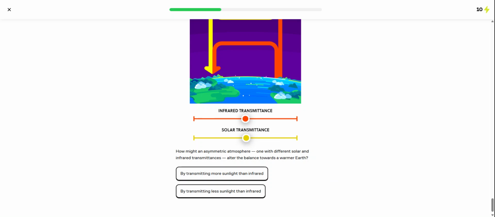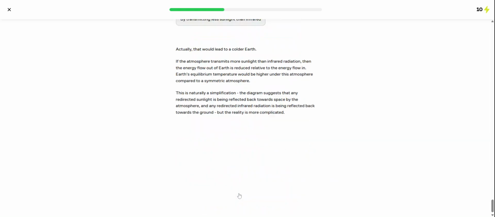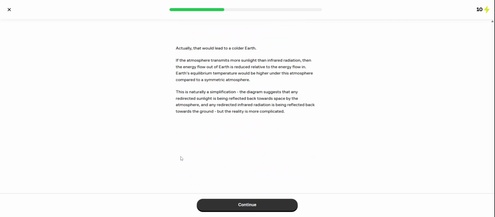Wait, how might an asymmetric atmosphere, one with different solar and infrared transmittances, lead towards a warmer Earth? Let's say more sunlight than infrared, or less sunlight than infrared. Warmer Earth, so less sunlight than infrared. Oh, actually, that will lead to a colder Earth. If the atmosphere transmits more sunlight than infrared radiation, then the energy flow out of Earth is reduced relative to the energy flow in. So Earth's equilibrium temperature would be higher under this atmosphere compared to a symmetric atmosphere.